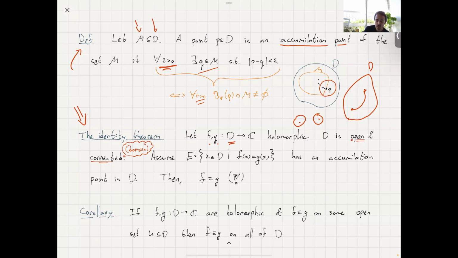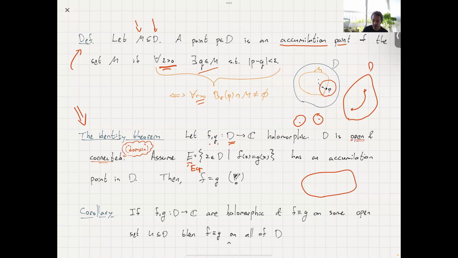And let's assume that E stands for equal, which are exactly the points in D in which F and G agree. Let's assume that E has an accumulation point in D. Okay? In D, not outside of D. Then, by only knowing that, namely that F and G agree on some set that has an accumulation point, the identity theorem tells us that actually F and G agree everywhere on D. Right? Which is indeed crazy.